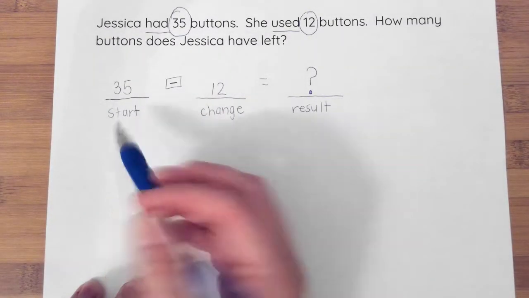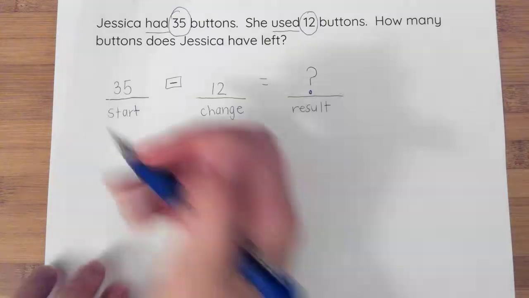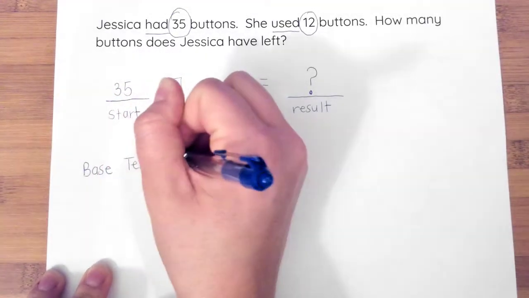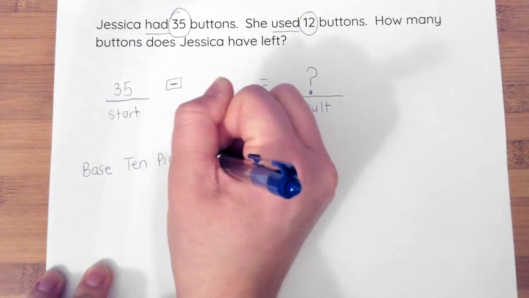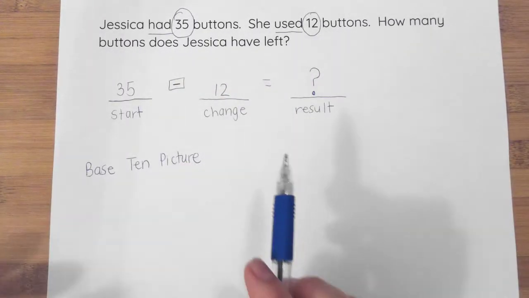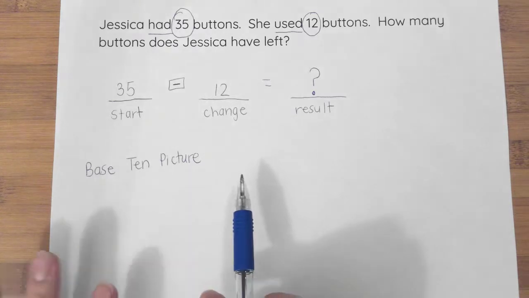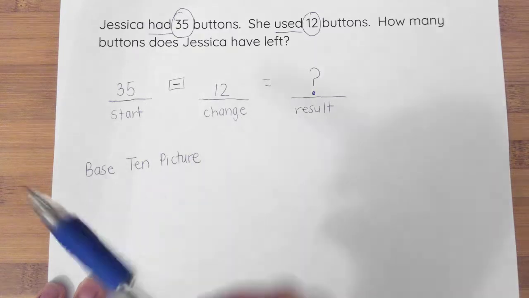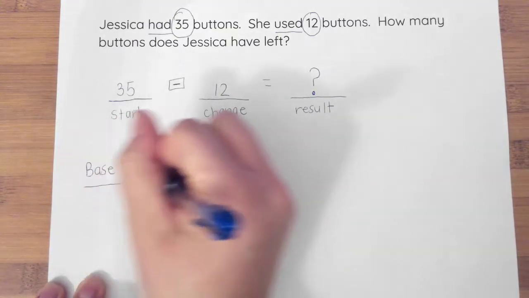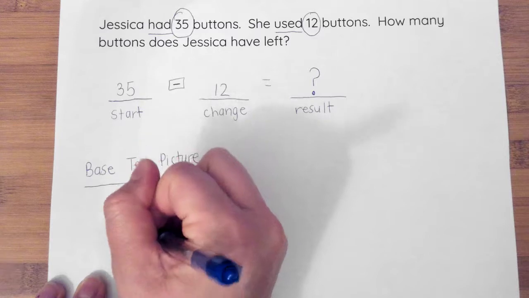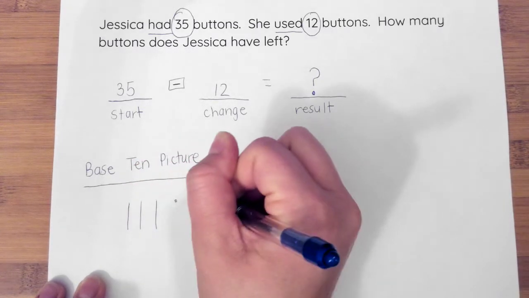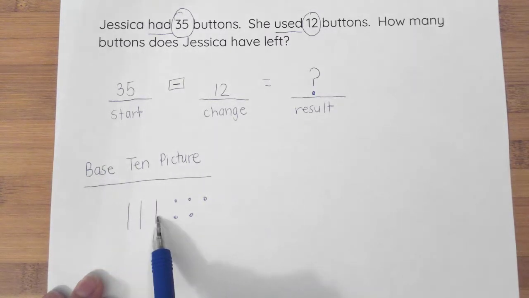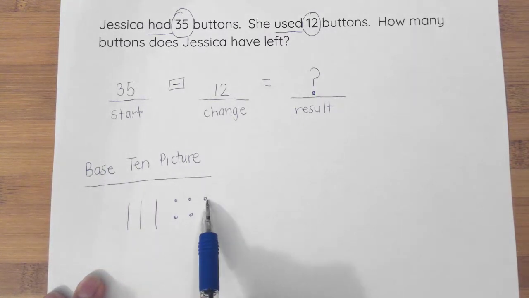So I know subtraction is a little bit different when I do a base 10 picture. So here is my base 10 picture. Subtraction is different because I don't need to draw both numbers, because I'm not adding them together. I'm going to draw the greatest number that I'm going to take away from. So in this case, I have 35. So I have 10, 20, 30, 31, 32, 33, 34, 35. So I started with 35.